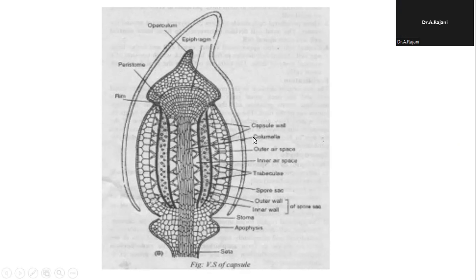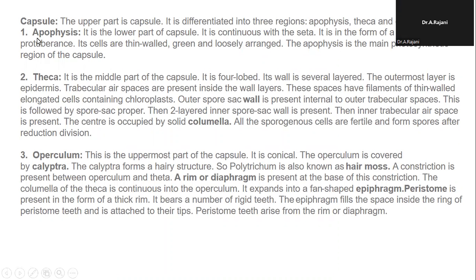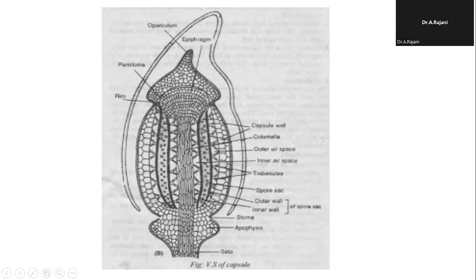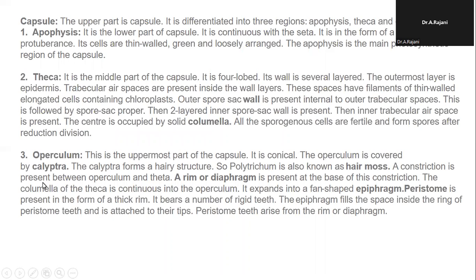And this capsule is a very interesting and complicated structure, divided into three regions called the epiphysis, theca, and the operculum. So when you observe the structure, this is the basal part of the capsule, which we call the epiphysis region, and this complete central region we call the theca region, and the upper one is called the lid or the operculum. Epiphysis, theca, and the operculum.